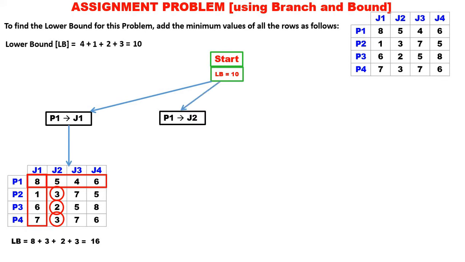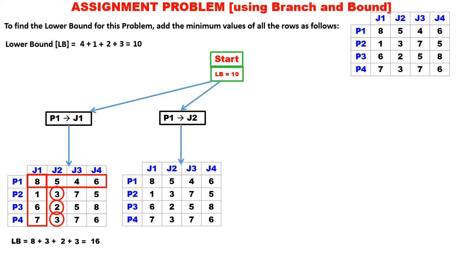Now we go to the other solution. P1 assigned to J2, what is the answer there? What is the total value that you get? So when P1 is assigned to J2, it is 5. Same column, no assignment. Same row, no assignment. And 5 should be added to the lower bound.